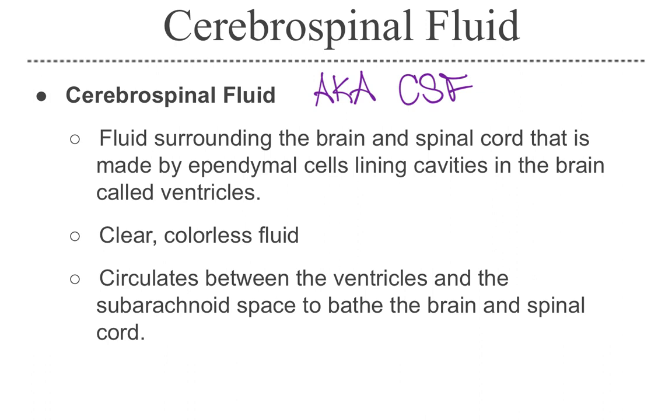We're going to get into the function of CSF here in a minute, but this clear colorless fluid is something that, without it, the brain would not be able to process properly, and it would not be able to maintain its health as long. So it would age faster. This is something that we look for, and it should only be in the subarachnoid space, right? So cerebral spinal fluid should only be in the subarachnoid space.